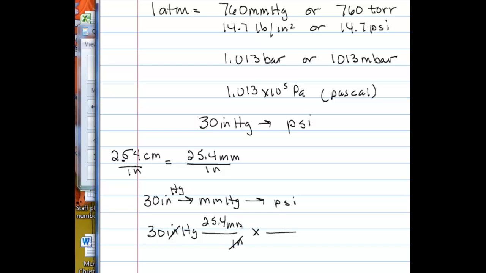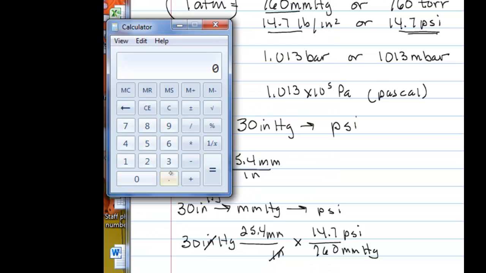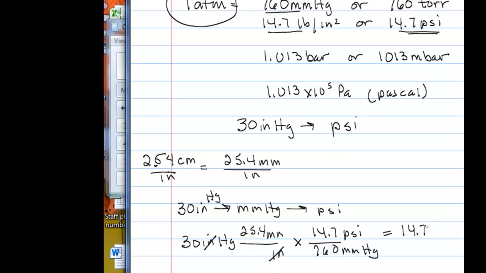And I would next convert those millimeters of mercury into psi, and I know that 760 millimeters of mercury is equal to 14.7 psi because they are all equal to 1 atmosphere. So I'll put 760 millimeters of mercury down here and 14.7 psi up here. Notice I'm not going from millimeters of mercury to atmospheres and then atmospheres to psi. So if I were putting that in my calculator, the answer is 14.73, which really isn't a lot different.